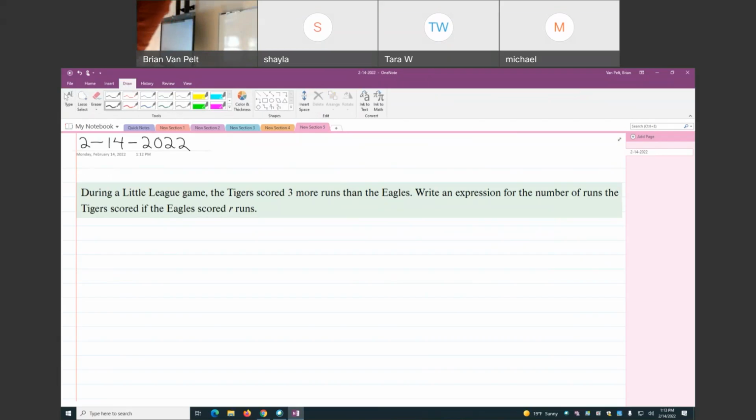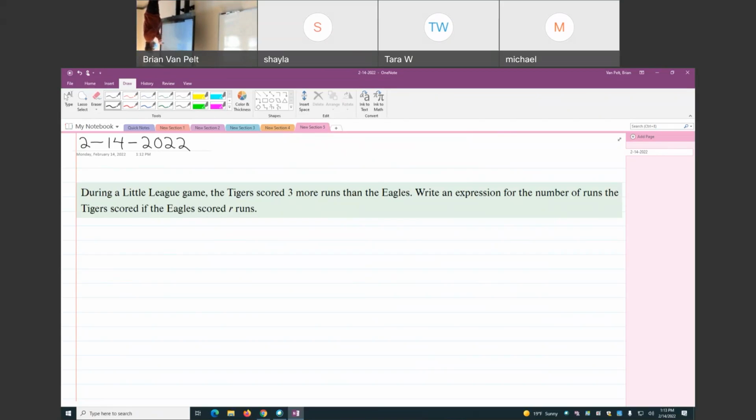I'll help you guys out a little. 2/14/2022.